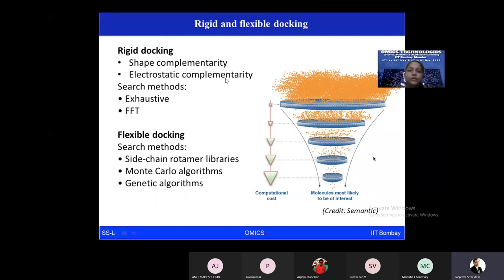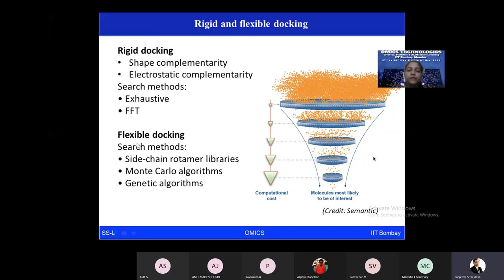Now, coming to the concepts behind rigid and flexible docking. Rigid docking is wherein we are considering more about the shape complementarity and the electrostatic complementarity. In rigid docking, the protein will be in its particular conformation throughout the entire experiment. It won't change its conformation. The search methods include exhaustive algorithm and FFT.